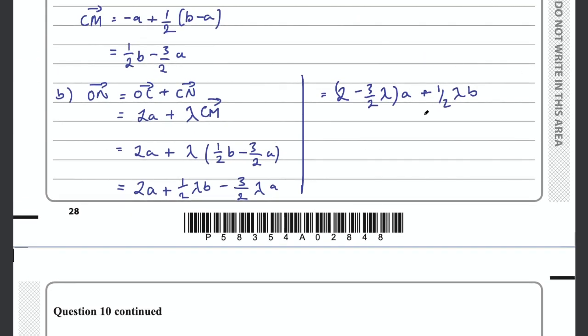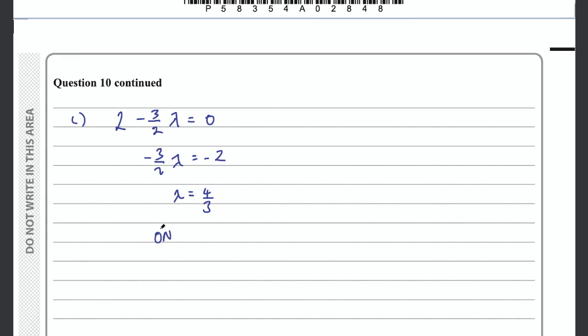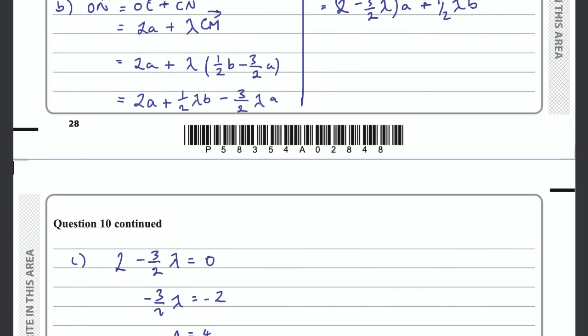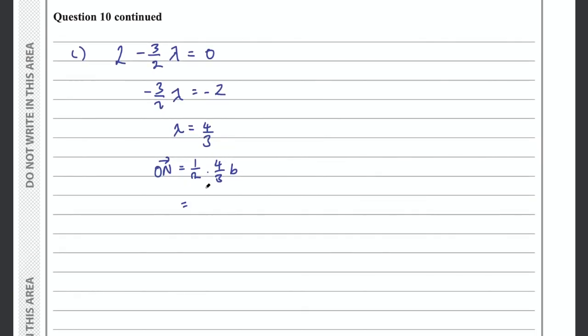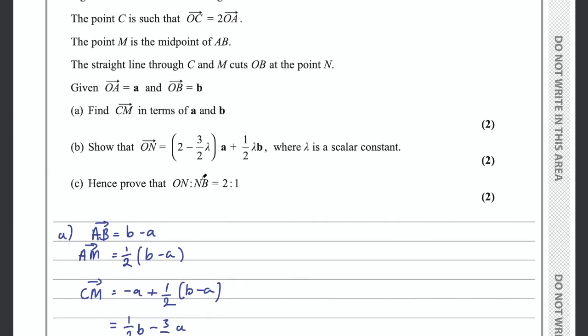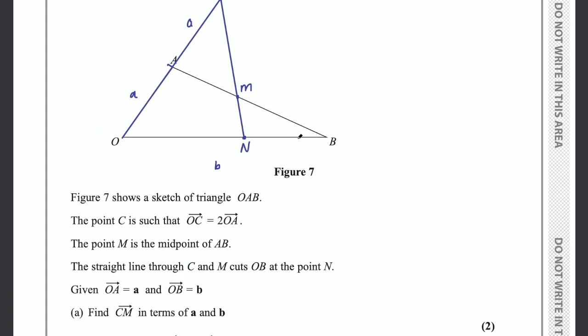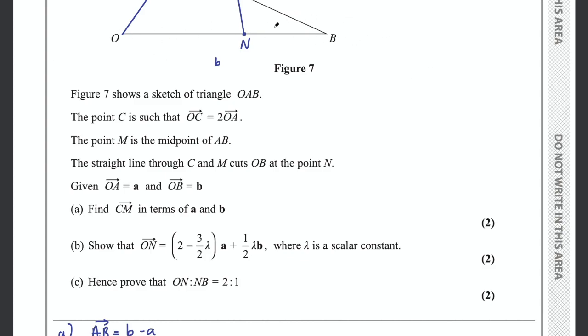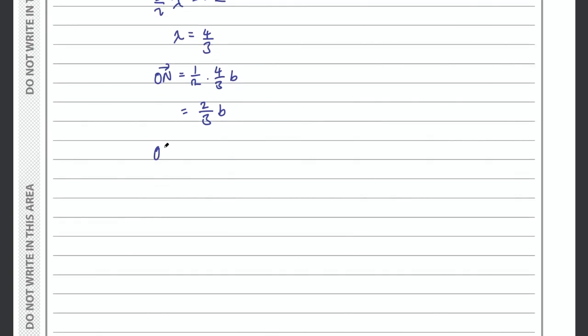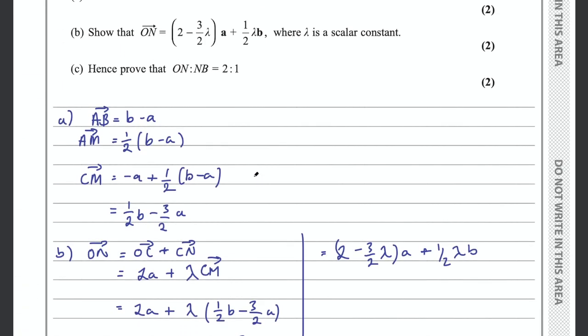So then plugging that back in here, we would have ON equal to half times 4 on 3 b. So just taking that term there, plugging it in, and then this would cancel to 2 on 3 b. So ON is 2/3 of b. b was the vector OB. So if this length here is 2/3 b, then that means that the ratio of ON to NB must be 2 to 1. Okay, so the ratio then of ON to NB we can say equals 2 to 1. All right, so that was part C.